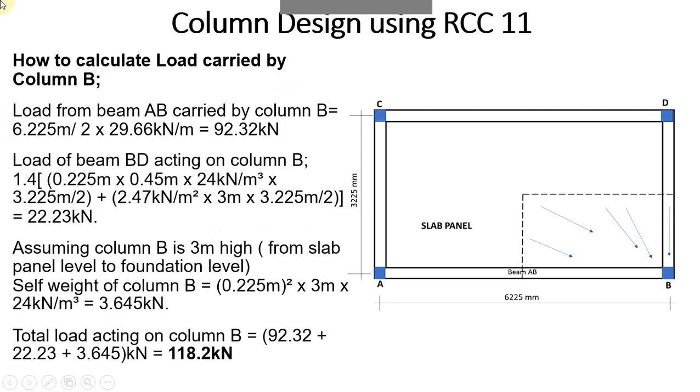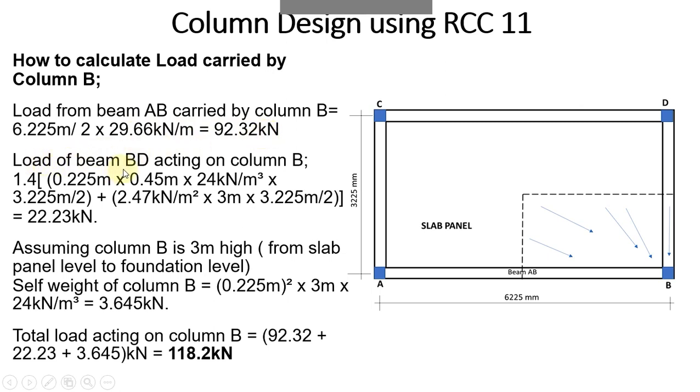Moving on, we try to calculate the load carried by B. Load from beam AB carried by column B is equal to 6.225 over 2 times 29.6 kilonewton per meter. Remember from the previous example, we have calculated the design load acting on beam AB. So it makes our design simple by just dividing the span of this beam by 2 and multiplying it by the load acting on it, and then we get 92.32 kilonewtons.